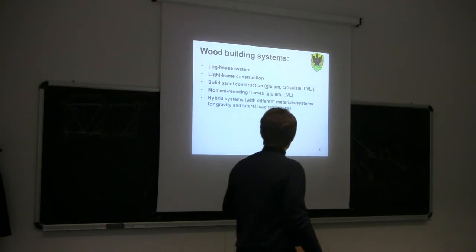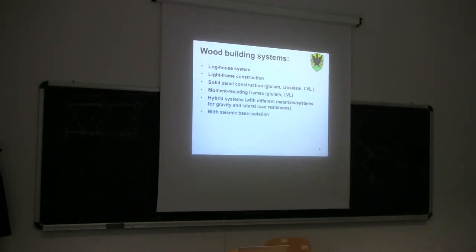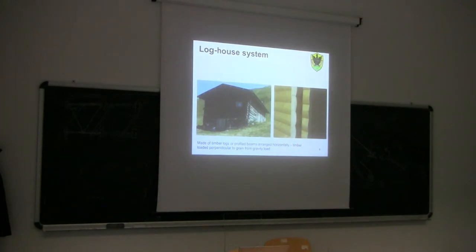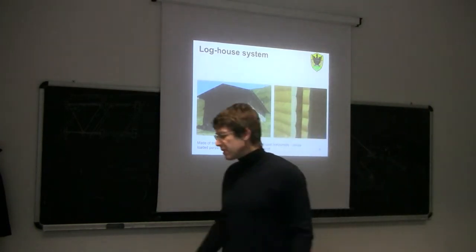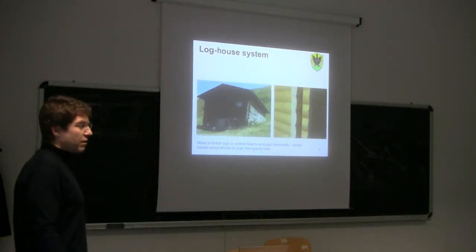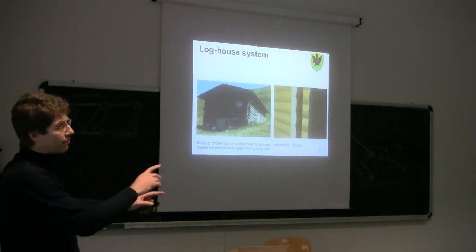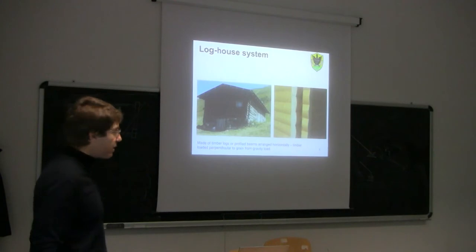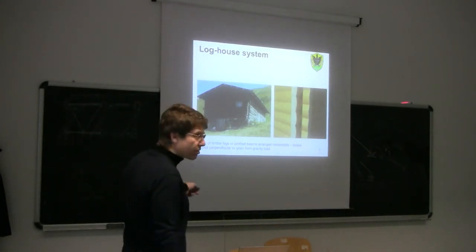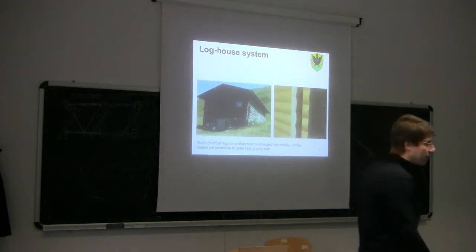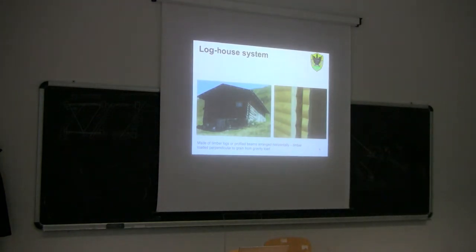Now, we start considering these different building systems, as I mentioned before: log house, light frame, solid panel, monolithic frame, hybrid systems, and systems with plastic-based isolation. So we start with log house systems. What are log house systems? Log house systems are small buildings that were typically developed in the Alpine region, Italy, Austria, Switzerland, and so on. And they are made from logs arranged horizontally.